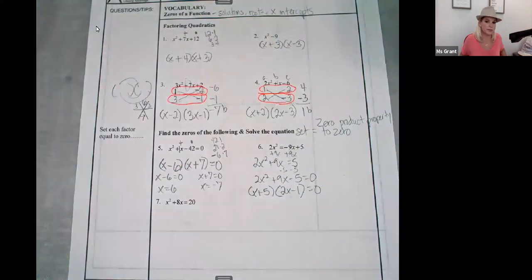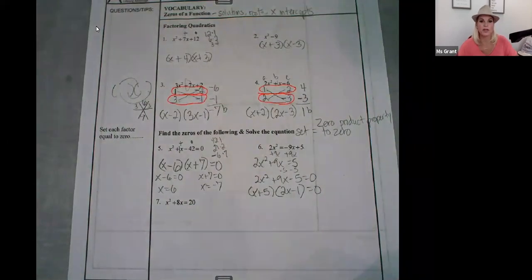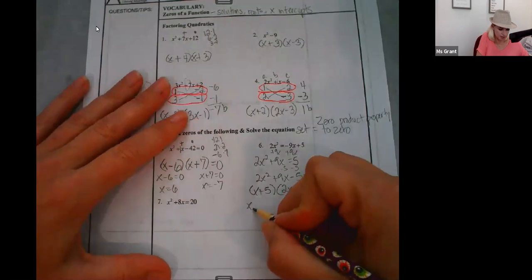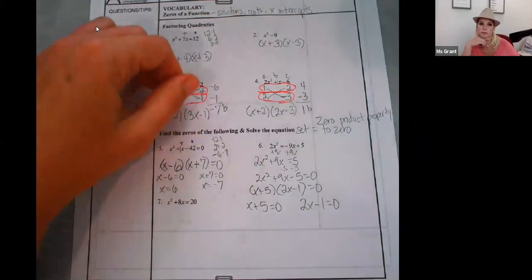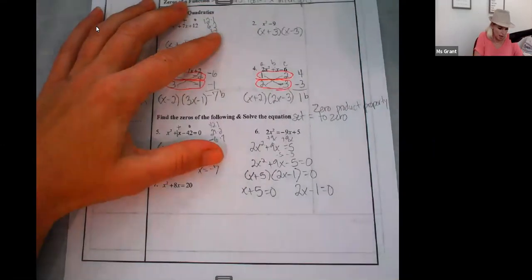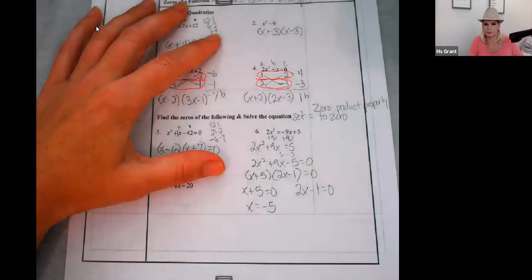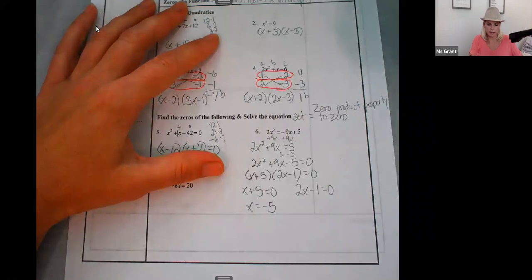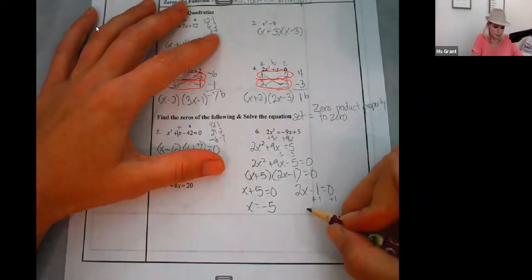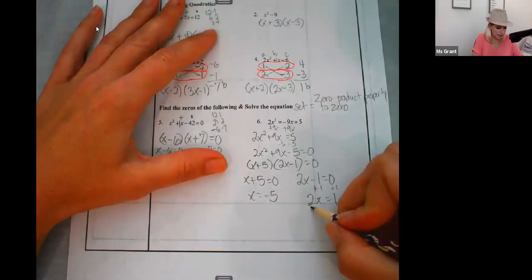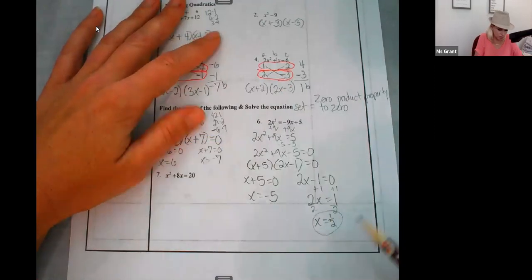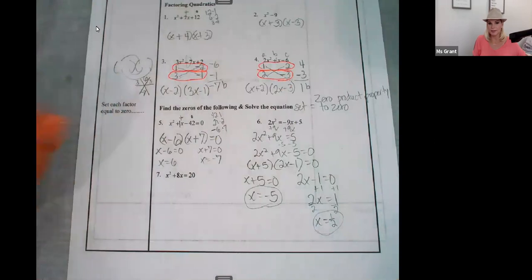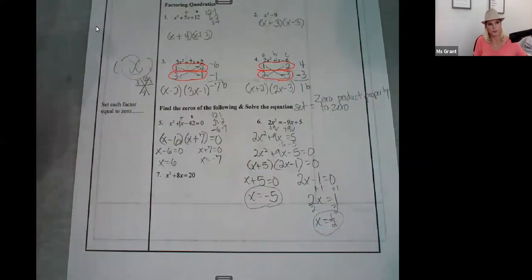I got x plus 5 and 2x minus 1 equals 0. Set them both equal to 0 and solve. x plus 5 equals 0. 2x minus 1 equals 0. And solve for x. x equals negative 5. That one's easy. But this next one, just slowly add 1 to both sides. Divide by 2 both sides. x equals 1/2. These are my two solutions. Roots, zeros, x-intercepts. Zeros, yeah, I said it, okay.